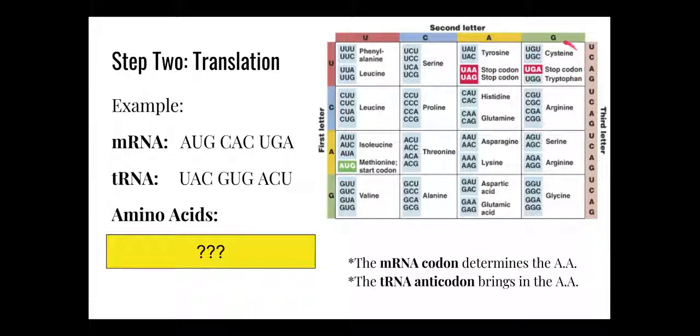So it's going to be something in this box. And it all depends on that third letter. In our case, that third letter is an A. So we're going to follow over here. We've got our U, C, and then here's our A. So UGA, as an mRNA codon, is called the stop codon. So this is what you're going to find at the very end of any protein that's made through translation.